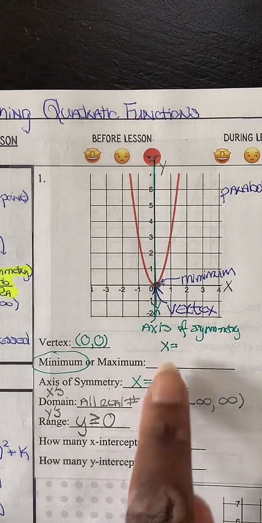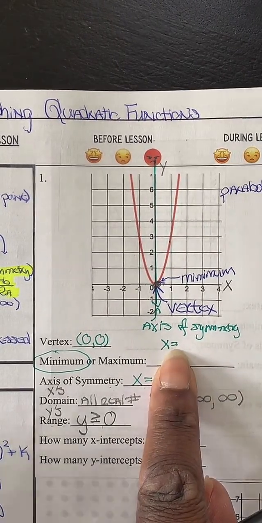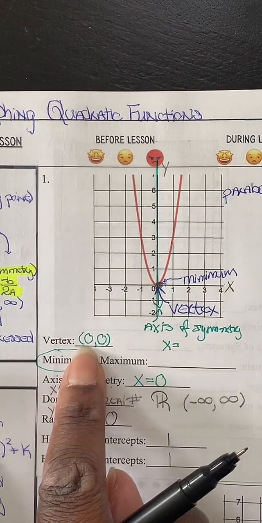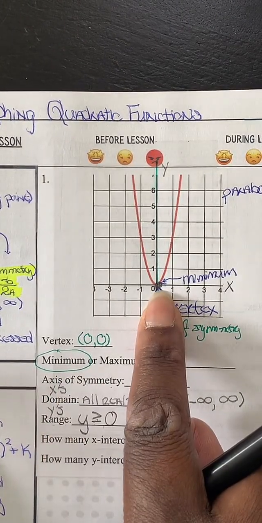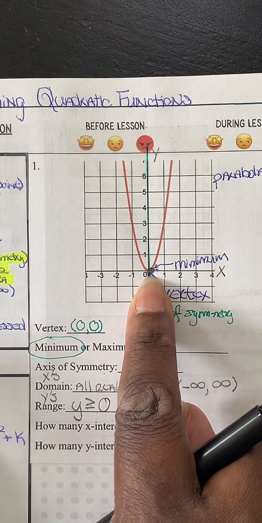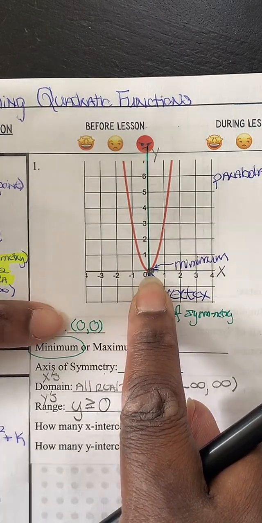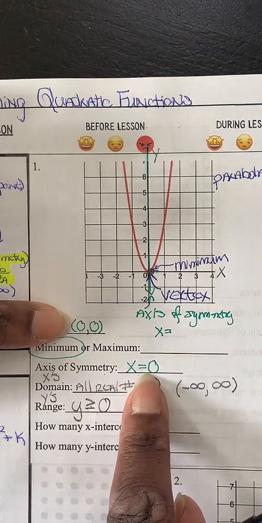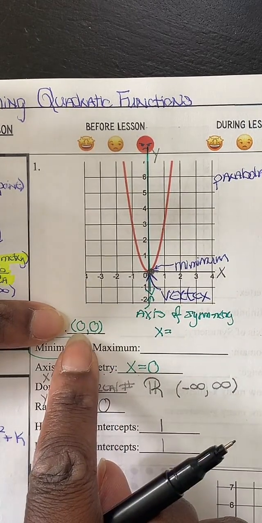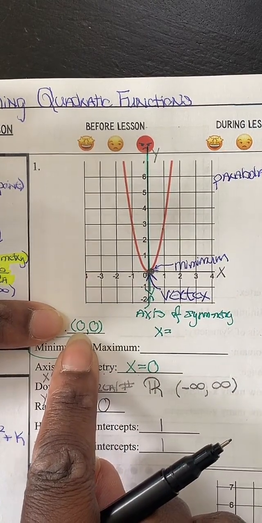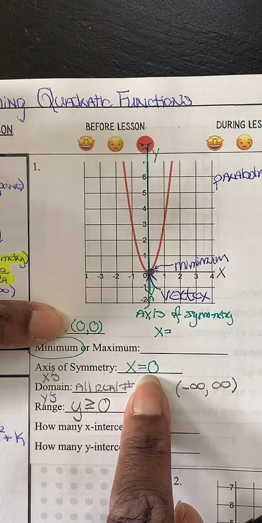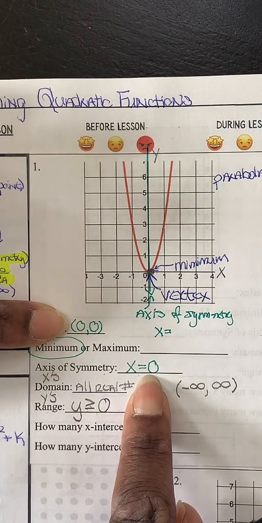So when I'm doing this, if I know what the vertex is, which right now for this one is at 0, 0, the origin, and I want to know the axis of symmetry, all I simply have to do is look at the x value of my vertex. So x is going to equal 0.